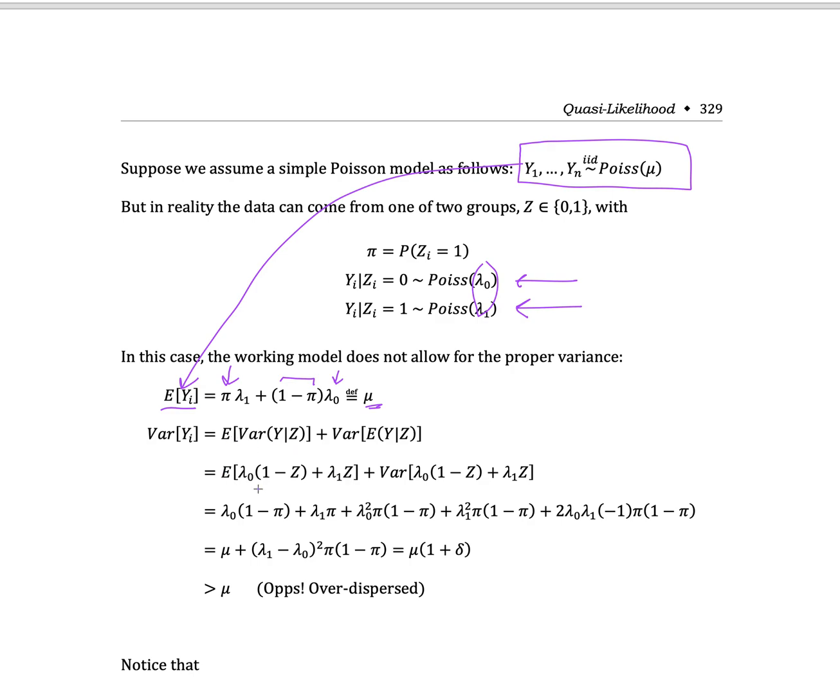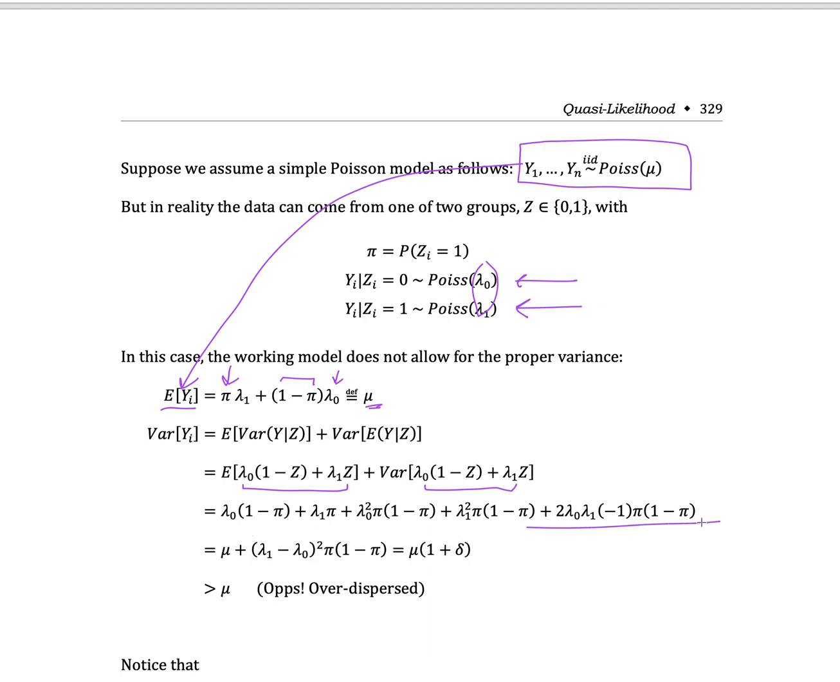Right? And I can take the expected value of that thing. This is the variance here. And then the variance of, here we want the expected value of y given z. Well, if you're in group 0, you get lambda 0. If you're in group 1, you get lambda 1. So I want the variance of that thing. And so you can then just go ahead and compute these things. Okay? And you get all these terms.